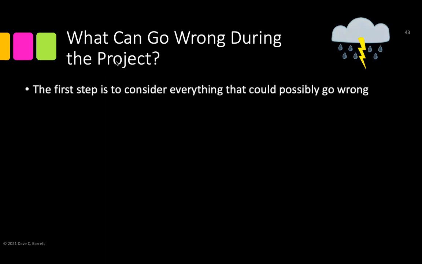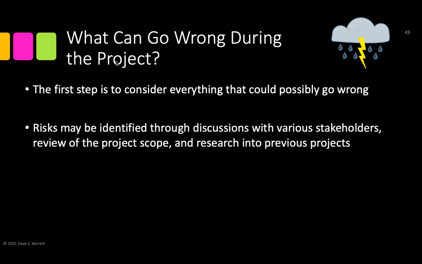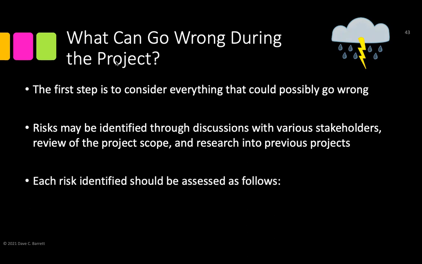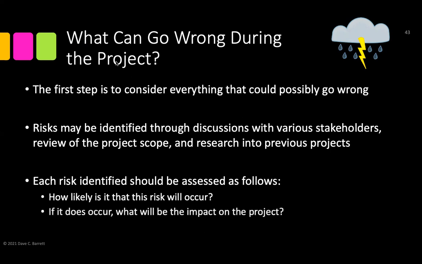For example, what can go wrong? Okay, the first step is to consider everything that could possibly go wrong, and then how can we identify that? Maybe we can talk to various stakeholders, all right, and research previous projects as well, and identify risks like this. How likely is it that the risk will occur? It means, what is the probability? If it happens, what will be the impact? It means impact, correct?